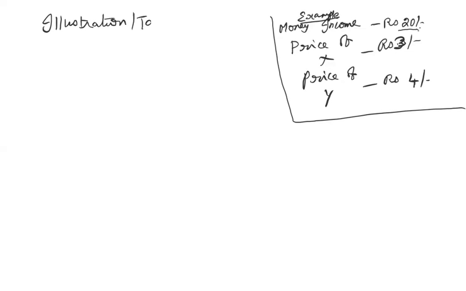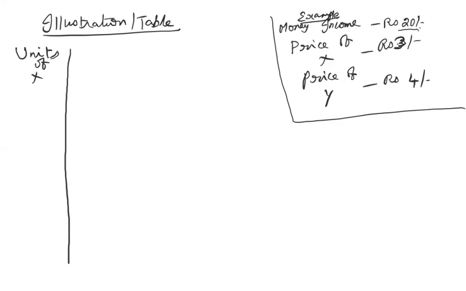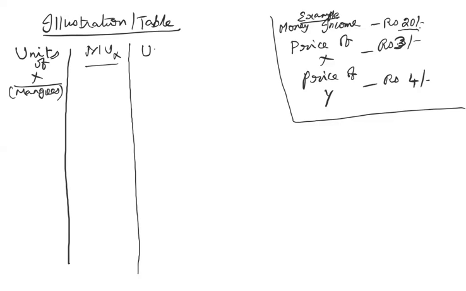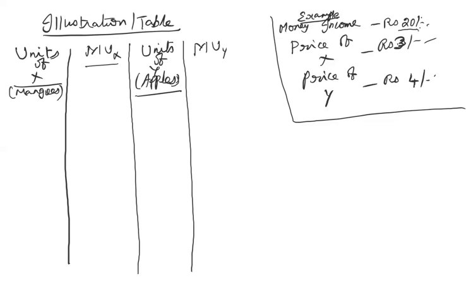Illustration, or the table. First column, units of X. Second column, marginal utility of X. You can give some life to the table by saying mangoes, apples, and then units of Y. Any examples you can take, numericals with this price and income. Then marginal utility of Y.